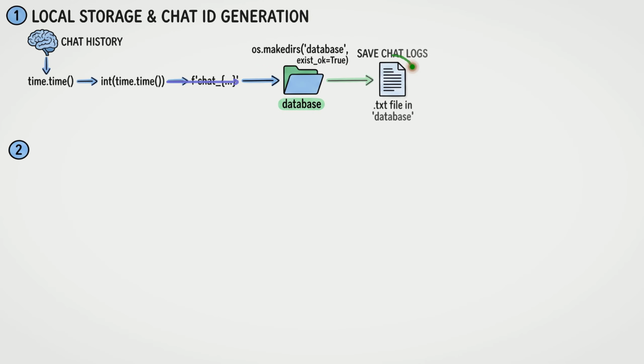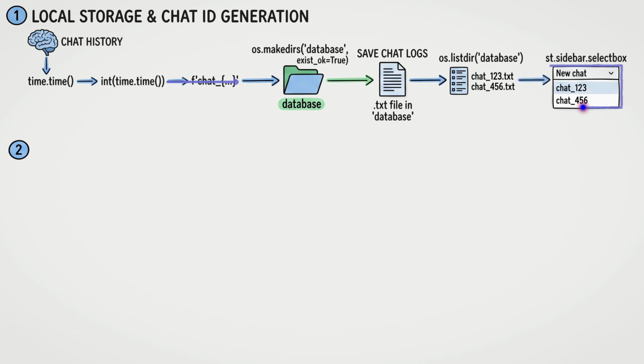We then proceed to save the chat logs as text files right inside this directory. To make this user-friendly and allow people to revisit old conversations, we use another command for reading the contents of the database folder. We take these file names and populate a select box in the sidebar. This seamlessly lets users flip between starting a new chat or picking up an old one.